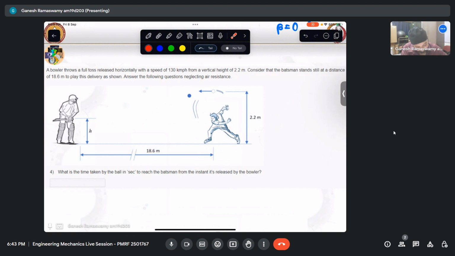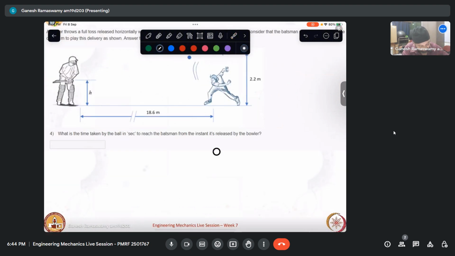18.6 ways to play this delivery. Answer the following question neglecting air resistance. So what we need to understand here is once the ball is here, it is given a horizontal velocity. As soon as it leaves the bowler's hand, it is in free fall. So at an instant, once it is launched, once it has lost contact with the hand, it no longer has an acceleration other than gravity.